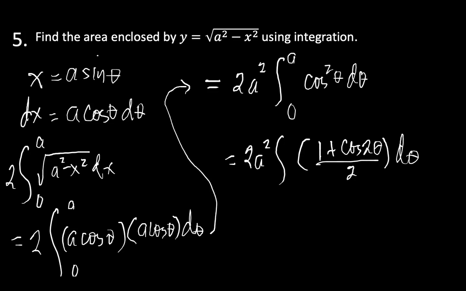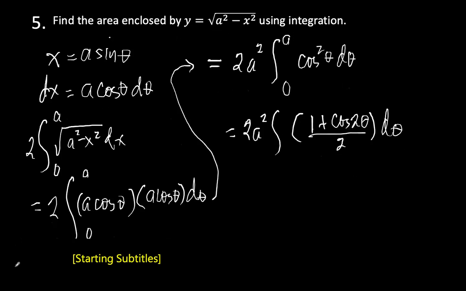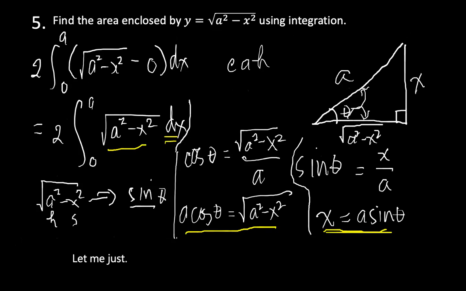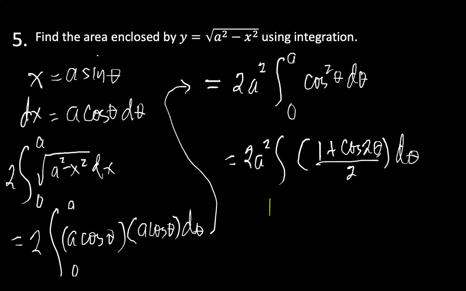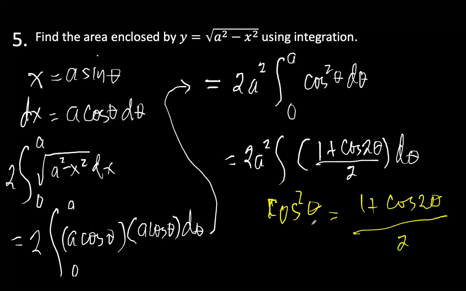And how did we convert that to that expression? Because we know there's an identity for cosine squared. Cosine squared theta is equal to 1 plus cosine 2 theta all over 2. This is what we call the power reduction identity or power reduction formula. We reduce the power into this expression, which is 1 plus cosine 2 theta all over 2. All right, so that's why we have this.